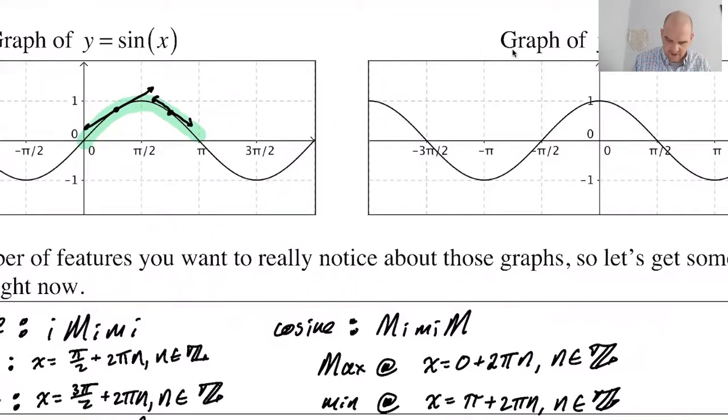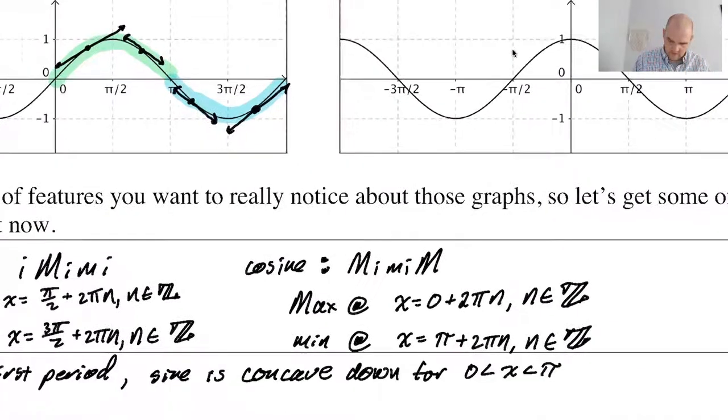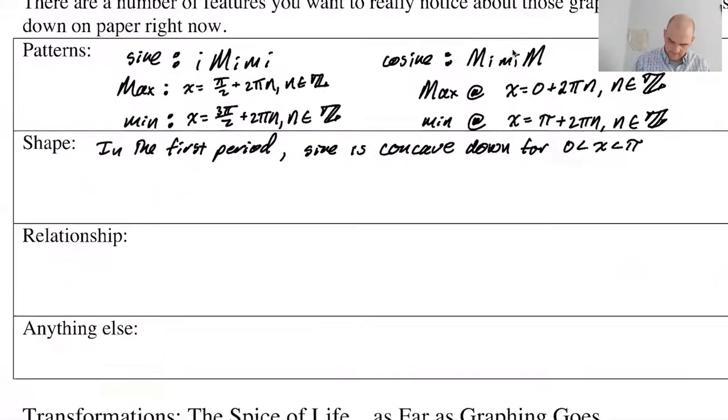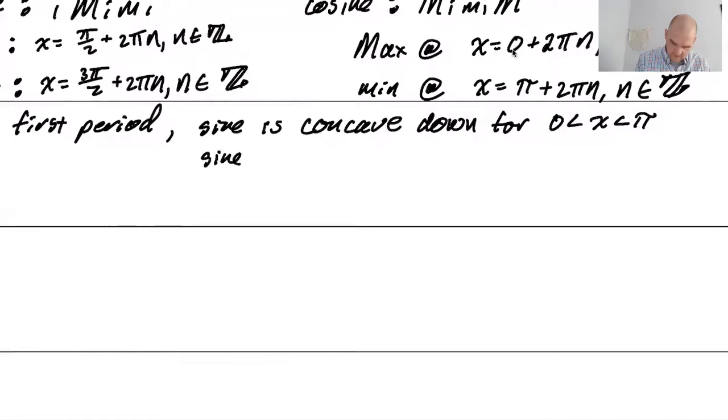If we switch between pi and 3 pi over 2, you will notice that if we put a line on this, the curve is bending up away from it. It's concave up in that case. So from pi to 2 pi, the curve is concave up. And so sine is concave up.